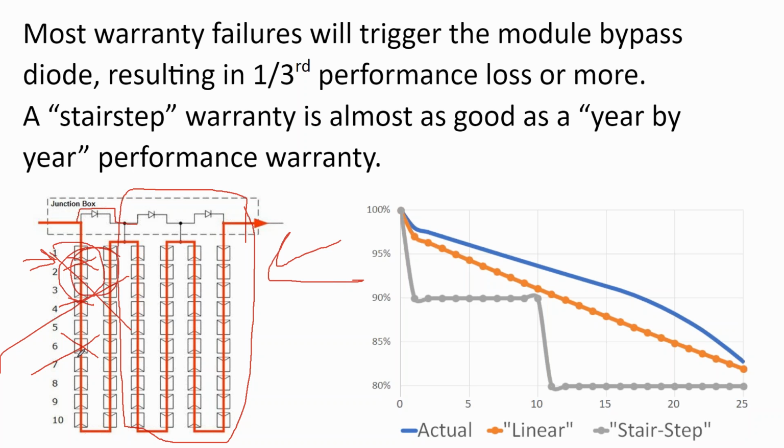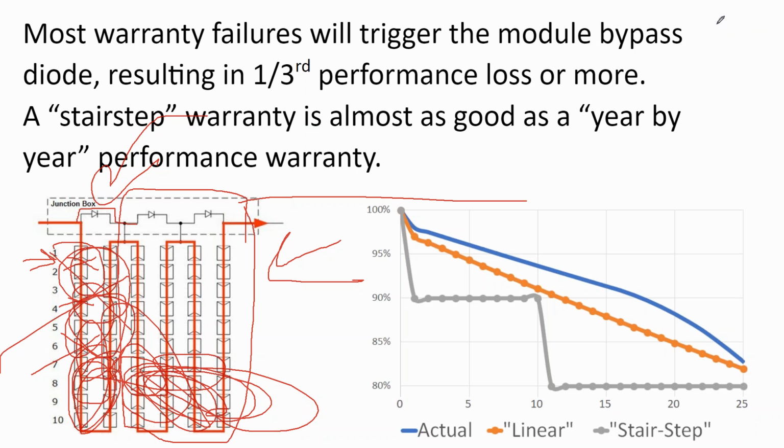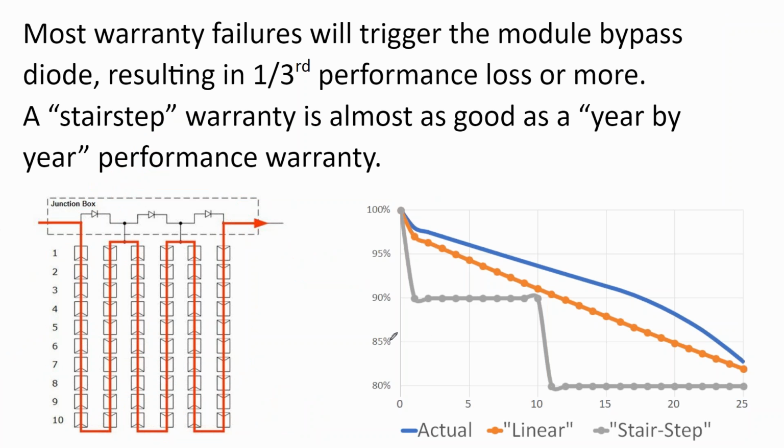And so one part of the module being shaded will take the whole circuit down by 1/3. And generally, shading is going to occur on the whole panel and not just one little part of it. But what I'm trying to say is if you do have a little solder point pop and it takes out 1/3 of the panels, that's going to trigger your warranty regardless of whether it's a stair-step warranty or a year-over-year warranty.